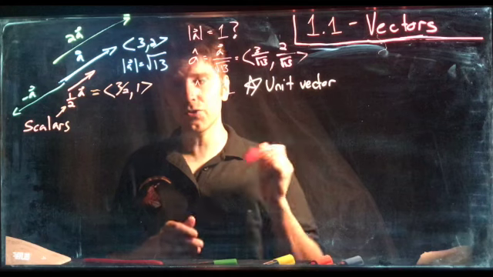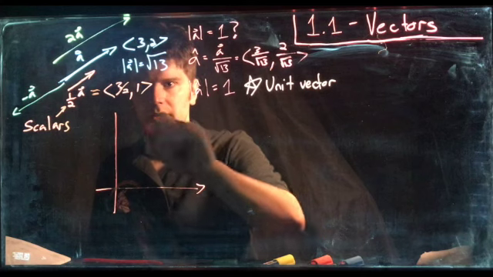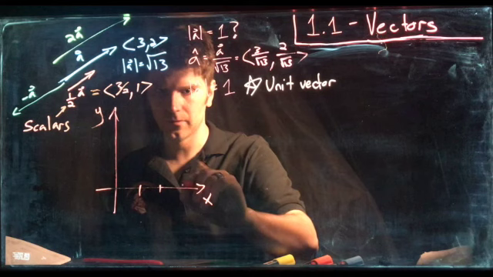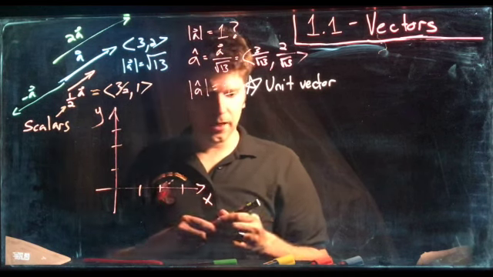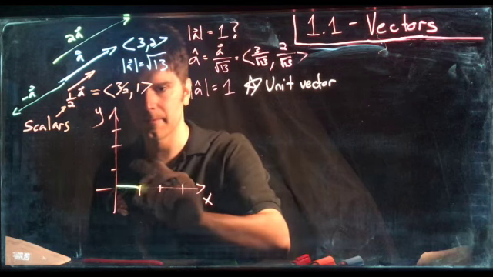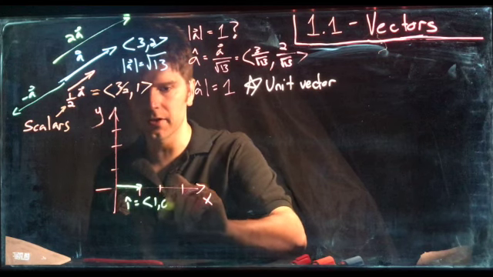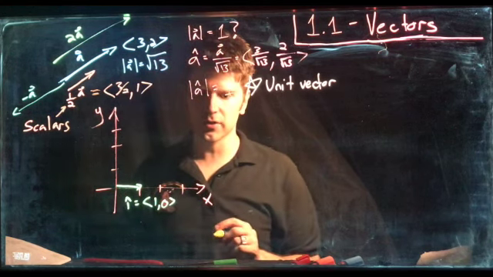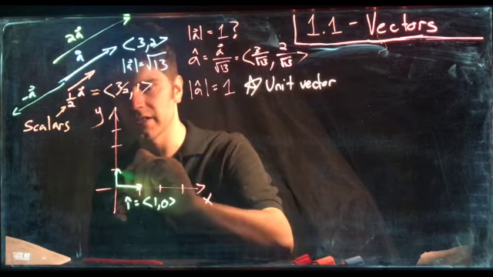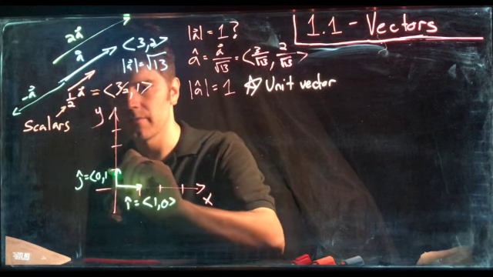And in fact, I'd like to introduce you to two very special unit vectors today. So here's my good old XY axes. The first one goes by the name of i hat, and i hat is the vector 1, 0. Hopefully it's clear that it has length 1 and it just points in the x direction. The other one that I want to give to you is its cousin, j hat, which is the vector 0, 1.